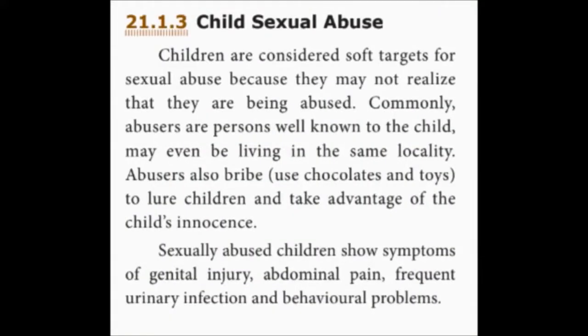Child sexual abuse. Children are considered soft targets for sexual abuse because they may not realize that they are being abused. Commonly, the abuser is a person well known to the child and may even be living in the same locality. Abusers also bribe to lure children and take advantage of the child's innocence. Sexually abused children show symptoms of genital injury, abdominal pain, frequent urinary infection, and behavioral problems.